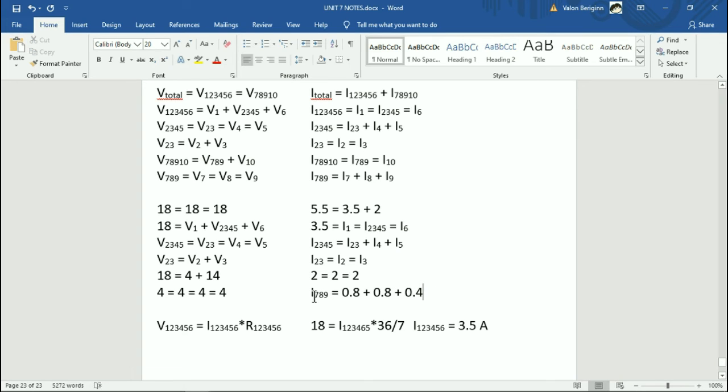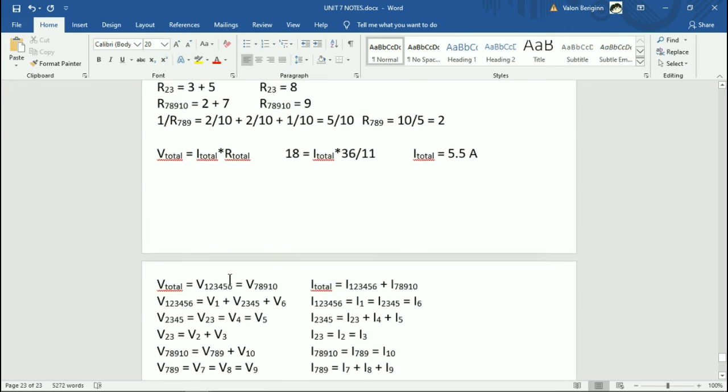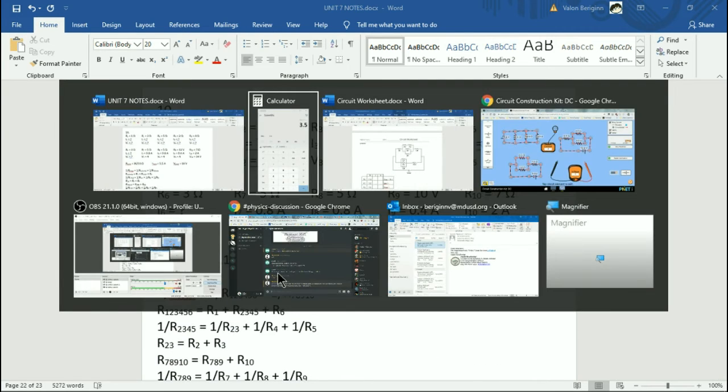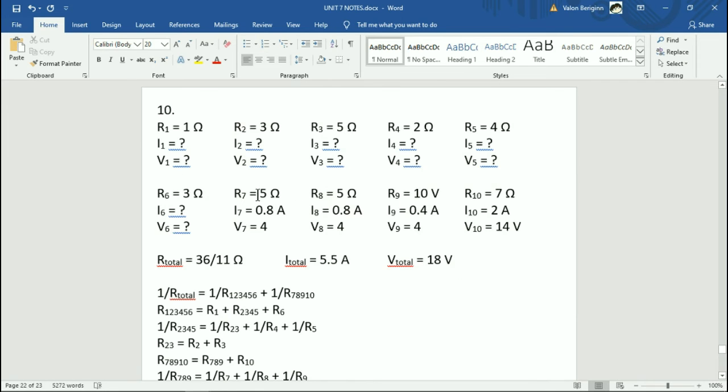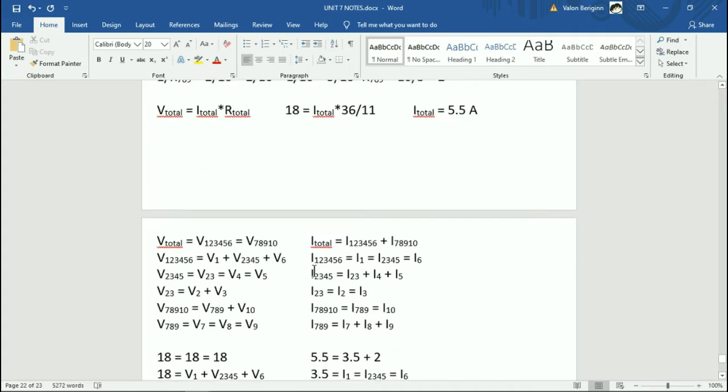Now this was the I-7-8-9, which equals that was this here. So this should equal 2, does it? 0.8 plus 0.8 is 1.6 plus 0.4 is 2. Yeah, that works. Okay, so we have now solved for everything in this bottom piece here. The 7, 8, 9, and 10 is all done. So now we need to start looking at the top part.